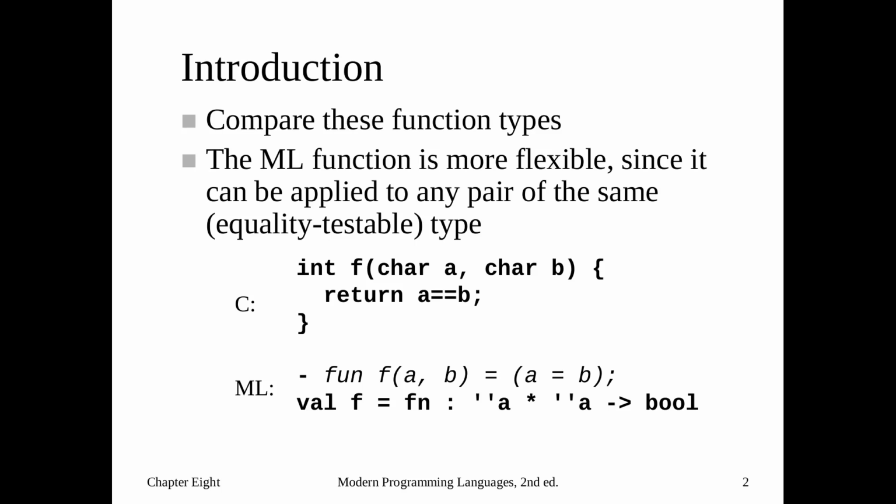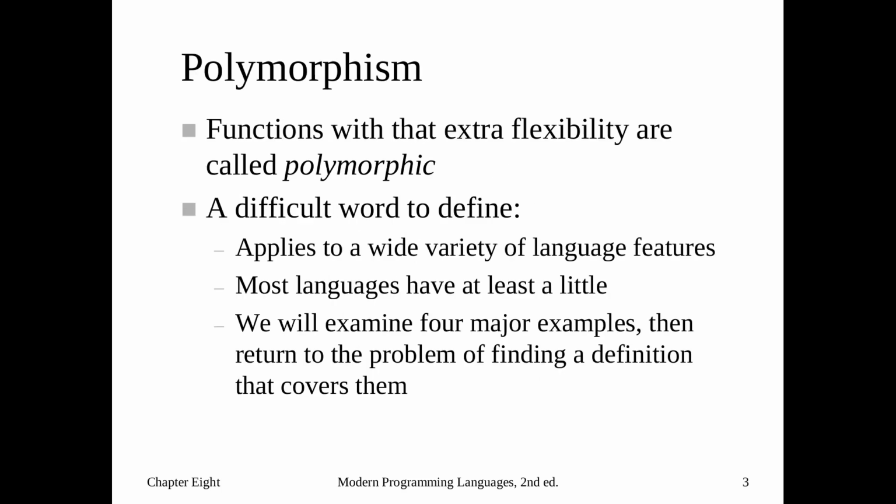Versus if we look at the C version of the same function, right? It takes in char a, char b, and then checks if they're equal, right? The ML function, as it says here, is much more flexible than the C function, because it can take in any types as long as they're equality testable. So, for example, it cannot take in real. But polymorphism is really essentially functions that, in the case of the language that we're talking about so far, are functions with extra flexibility, or with this type of extra flexibility, are called polymorphic.